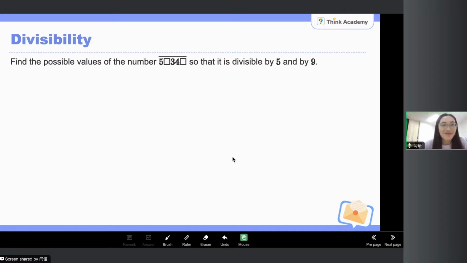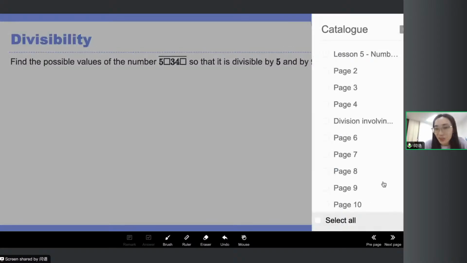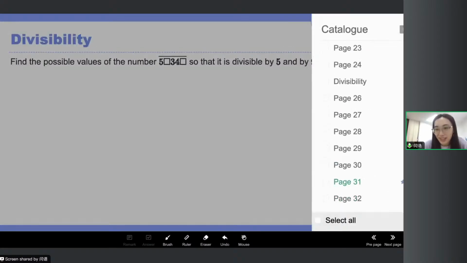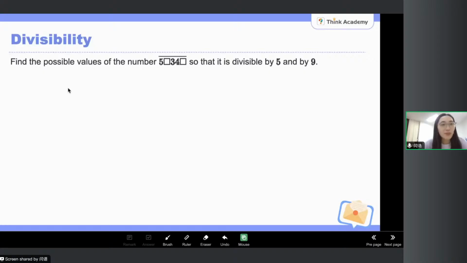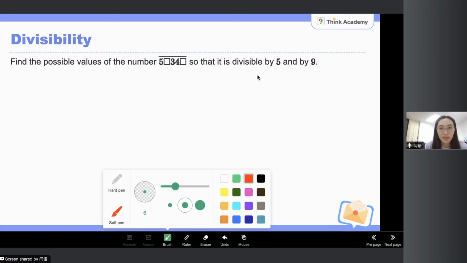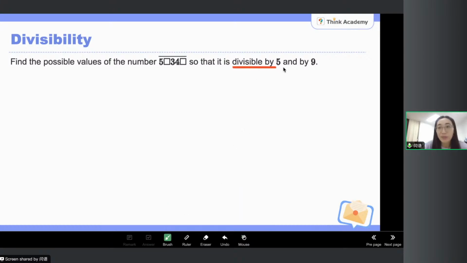Next one. I think this is the last one. Now, find the possible values of the number 5 something 3, 4 something, so that it is divisible by 5 and by 9. By 5 and by 9.